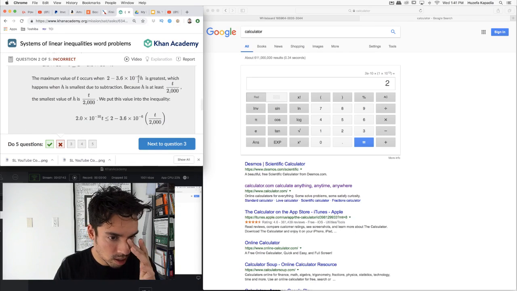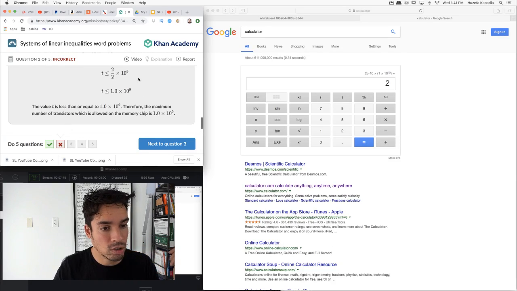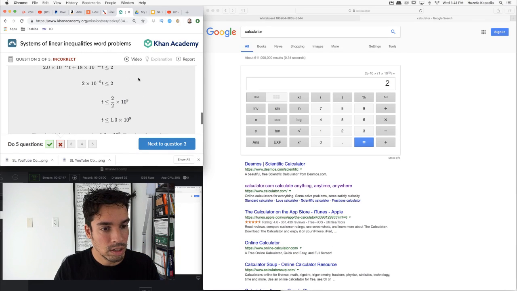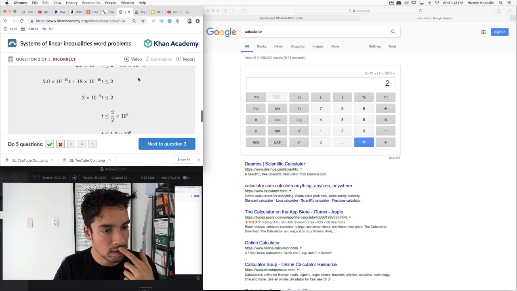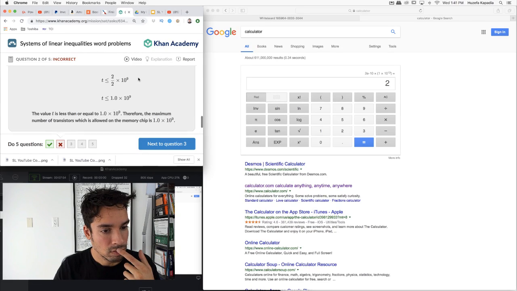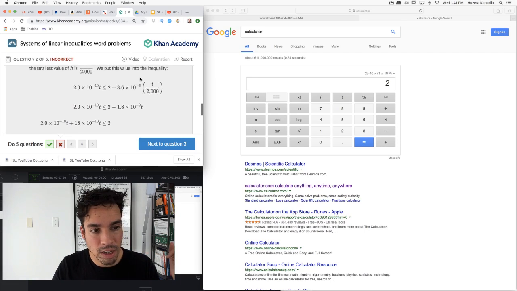Yeah, this is that equation that I was kind of writing up before, but so they actually solved it. T is less than or equal to t to the 9th. Oh, maybe I may have miscalculated. I'm going to have to come back.